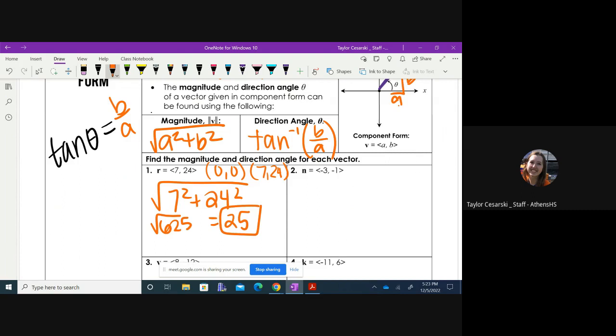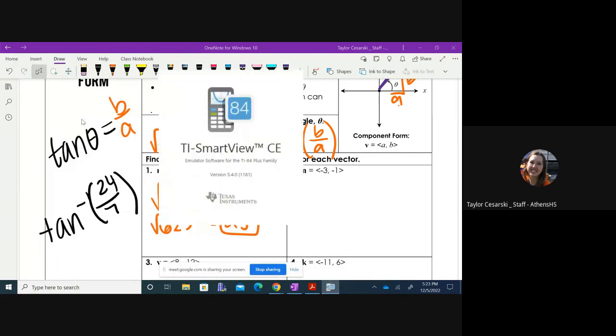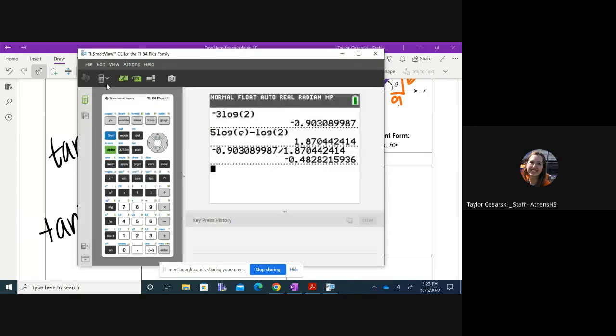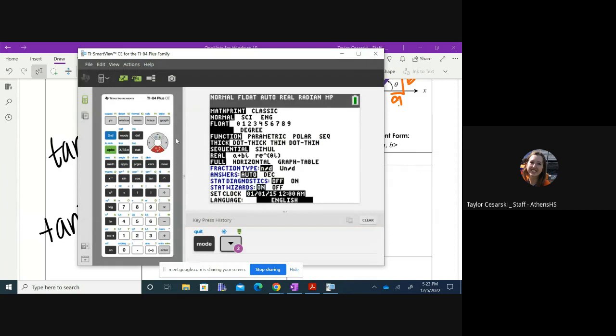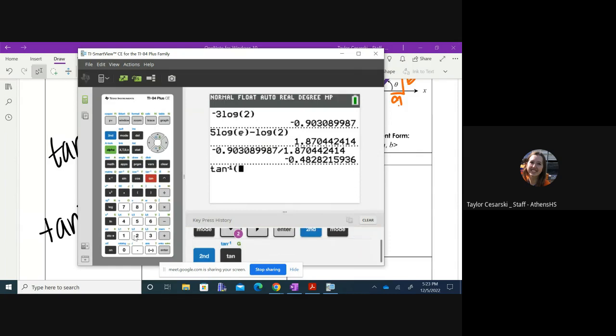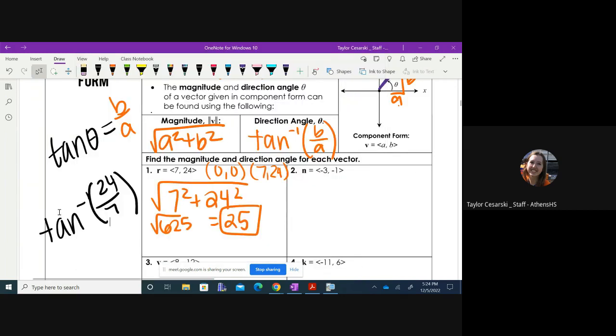Finally, the direction angle. So direction angle is tangent inverse of 24 over 7. Make sure that your calculator is in degree mode for this. Okay, and we'll also have to take into account what quadrant we're in. 7, 24 would be in the first quadrant because both of them are positive. I'm going to go change mine into degree mode. And then do tangent inverse 24 over 7. And that gives me 73.74 degrees. Because I'm in the first quadrant, that's my final answer, between 0 and 90.